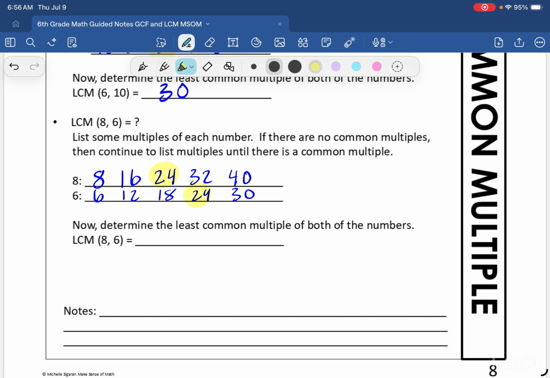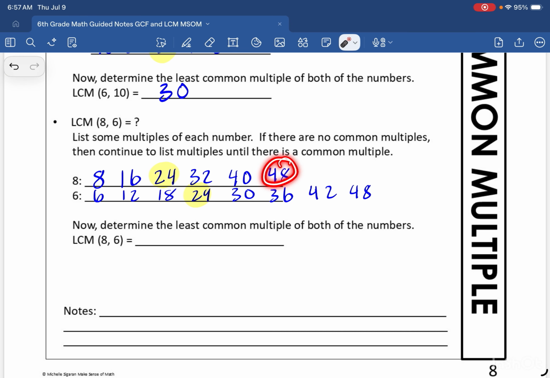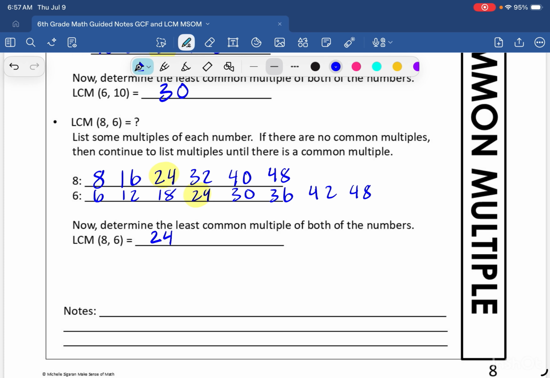If I were to have continued these lists, I would have had 48. And if I would have continued this one, I would have 36, 42, and 48. So notice that 48 is also in the list as common for both of them, but it's not the smallest. You want the one that is the smallest common multiple.